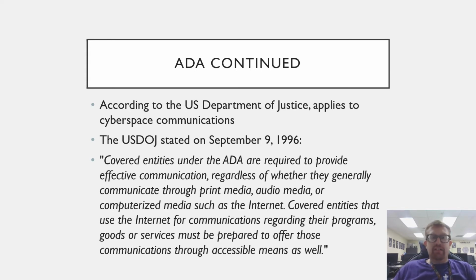We'll talk about it. According to the United States Department of Justice, this applies to cyberspace communications as well. So emails, anything transmitted over the internet. The United States Department of Justice in September of 1996 said covered entities under the ADA are required to provide effective communication regardless of whether they generally communicate through print media, audio media, or computerized media such as the internet. Covered entities that use the internet for communications regarding their programs, goods, or services must be prepared to offer those communications through accessible means as well.